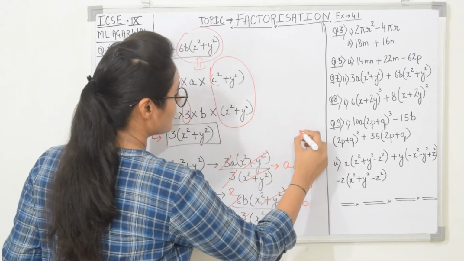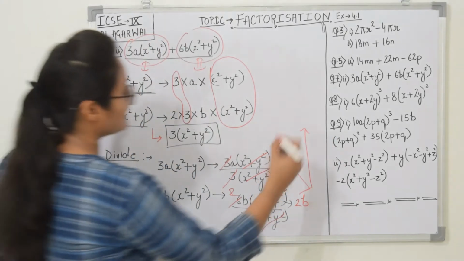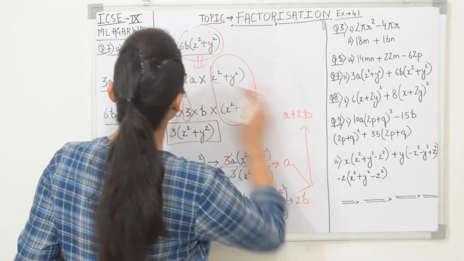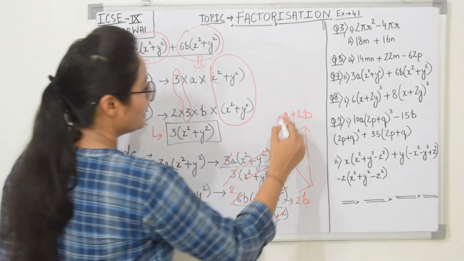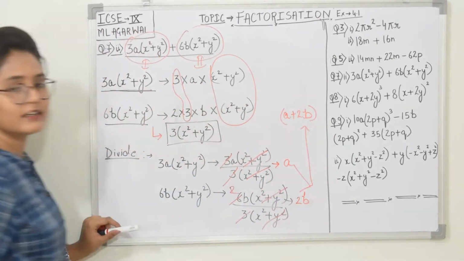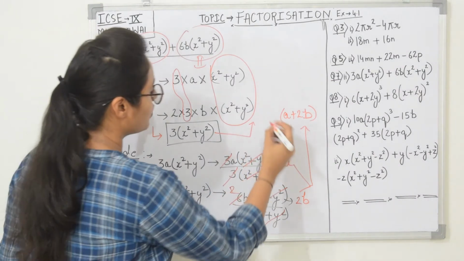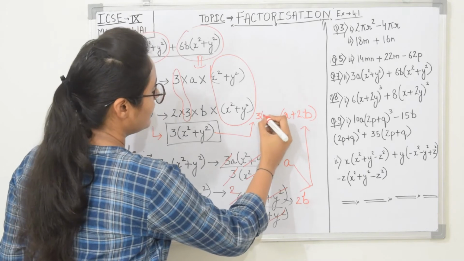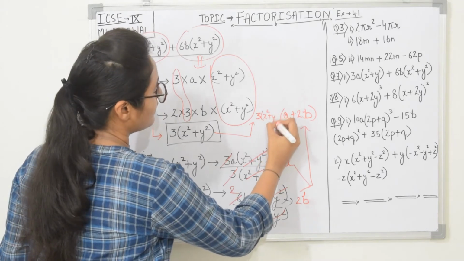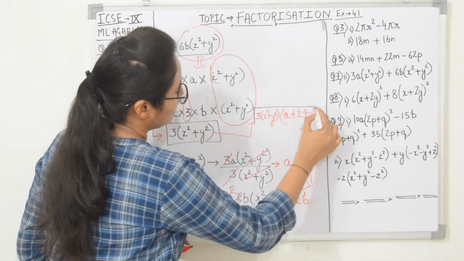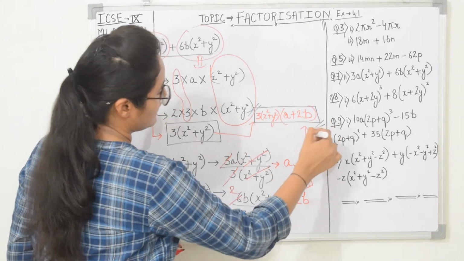With the sign, I'm just writing down here. Just combine them, you are getting a + 2b. See, the plus sign is there in your polynomial between these two terms, so you are going to write down a + 2b. And outside the bracket, you have to write down your HCF, that is 3(x² + y²). So finally, we are done with our answer.